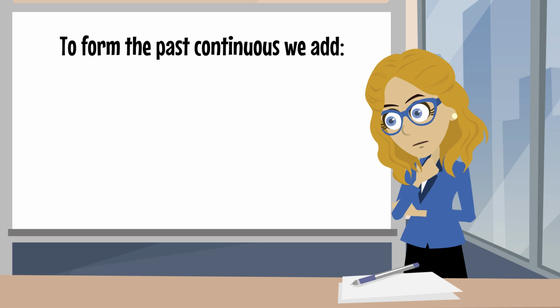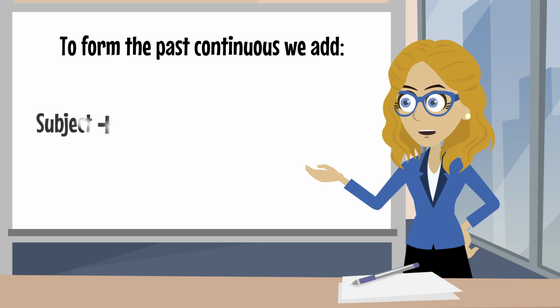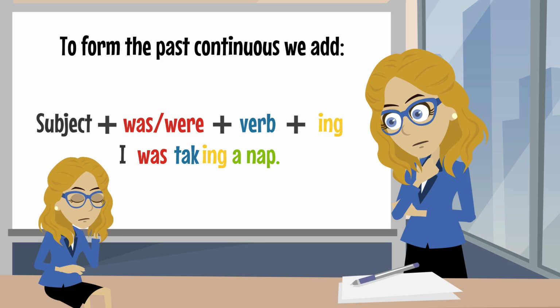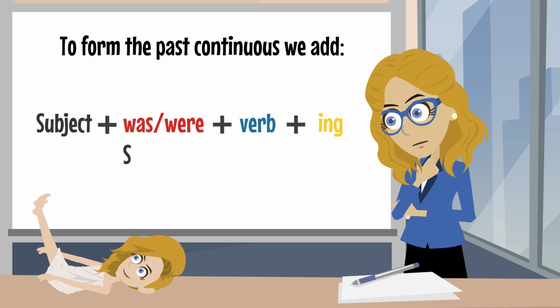To form the past continuous, we add subject plus was or were plus the verb plus ing. I was taking a nap. She was exercising.